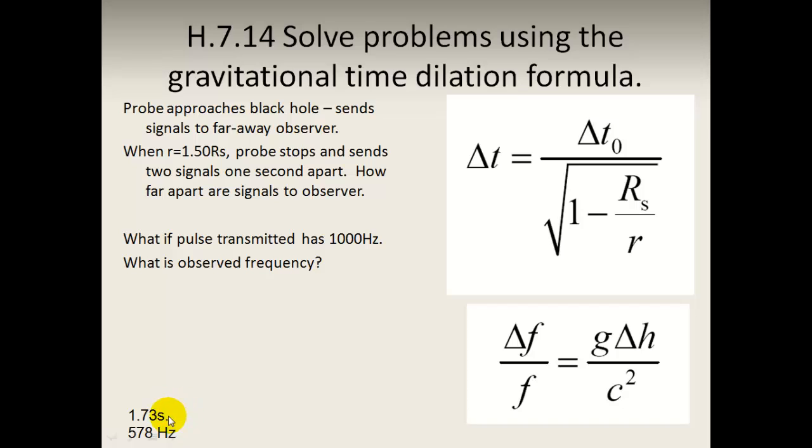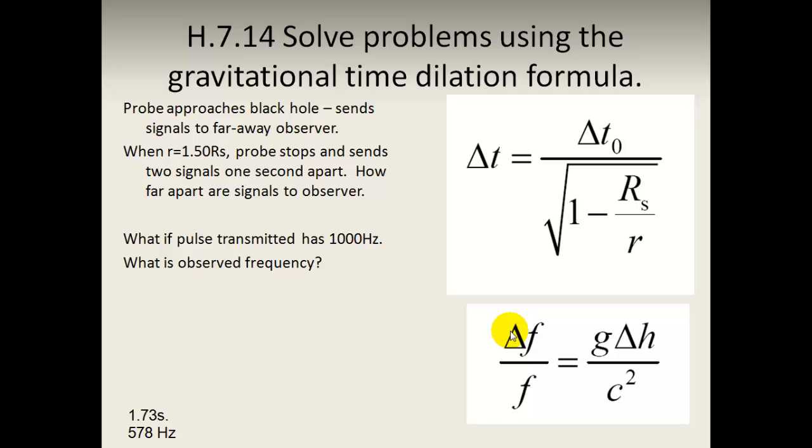The next question is, what if the pulse is transmitted at 1000 Hertz? What is the observed frequency? I put this equation here, but this is not one that you may use. This is about gravitational redshift, which is basically what we're looking at.